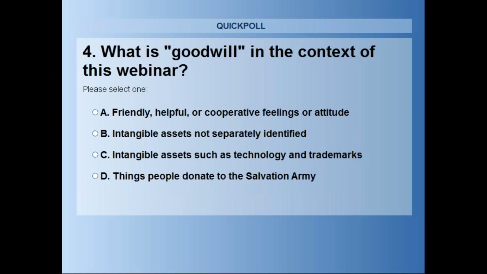Is it friendly, helpful, or cooperative feelings or attitude? Intangible assets not separately identified. Intangible assets such as technology and trademarks. Things people donate to the Salvation Army. So we're going to give you just a couple more moments to select. And it'll be interesting. We've got one answer that's trending higher than all the others here. All right, and with that, we'll go ahead and close the poll.